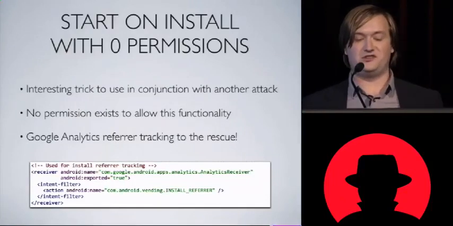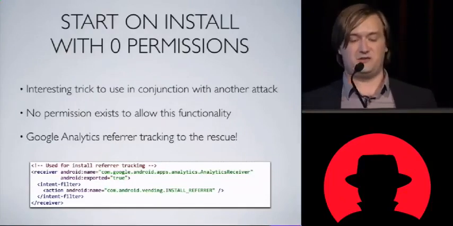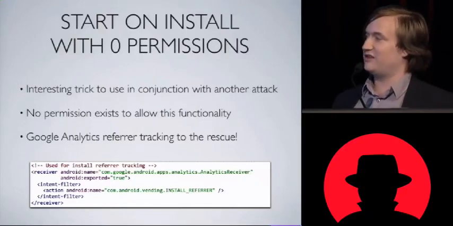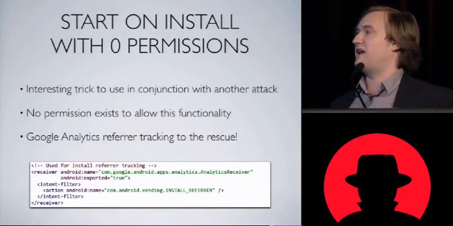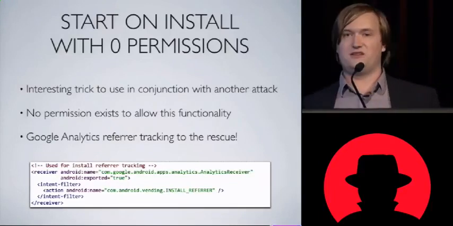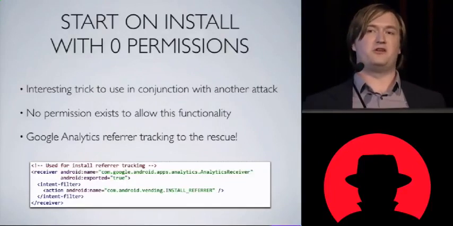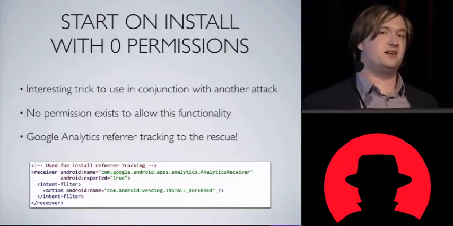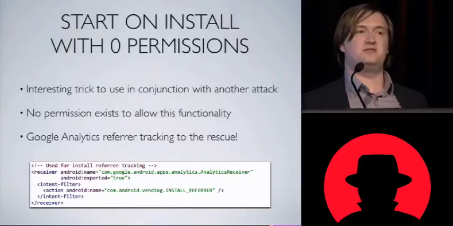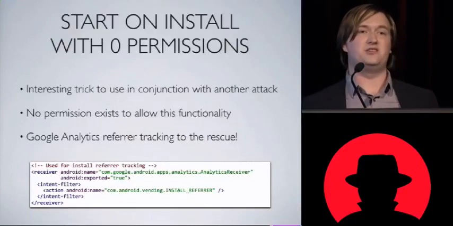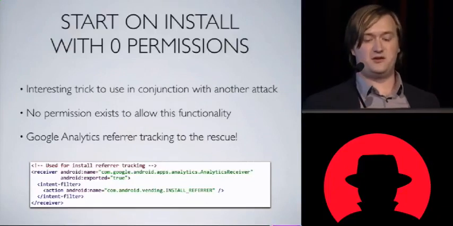Google Analytics has referrer tracking, and this code snippet is just taken from the Google Analytics SDK for Android apps. Basically what it does is allow you to track the source of where someone downloaded your app. So maybe they clicked on an AdMob link and you want to see which AdMob link they clicked on, or maybe they clicked from a website and you want to see what website linked into the market to your application.